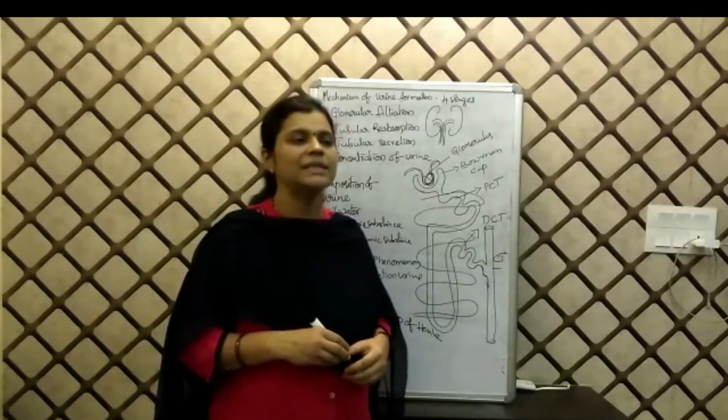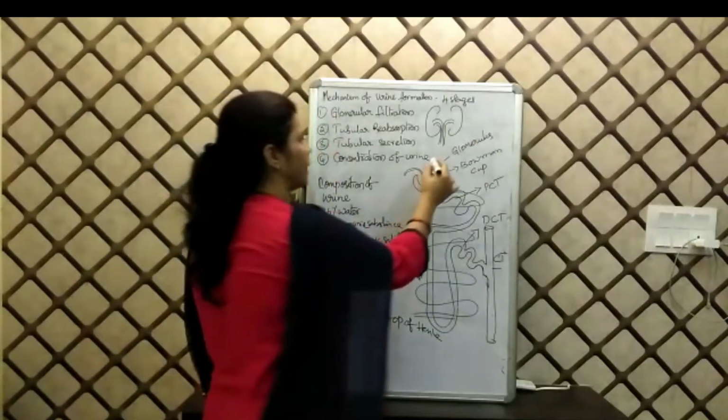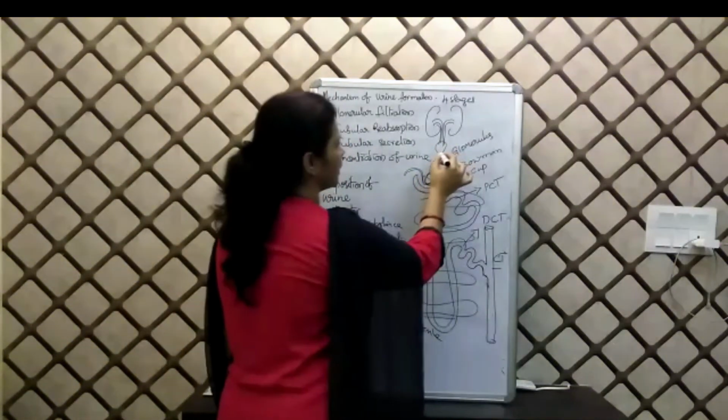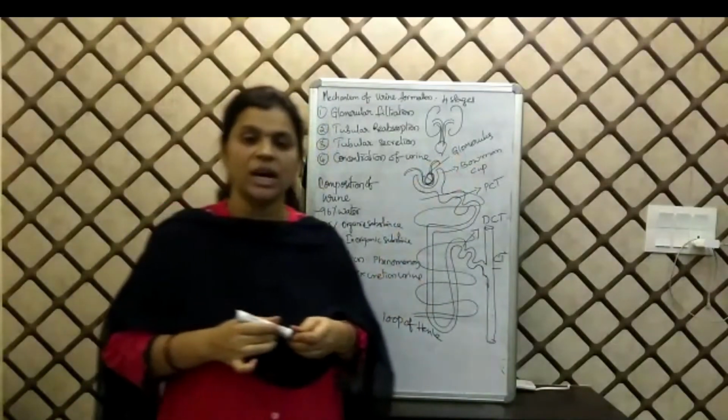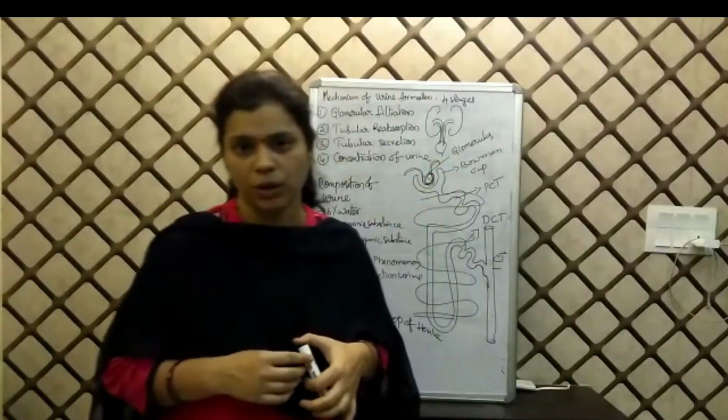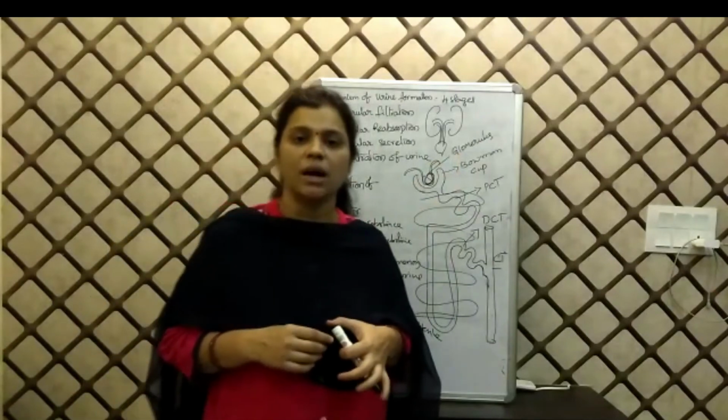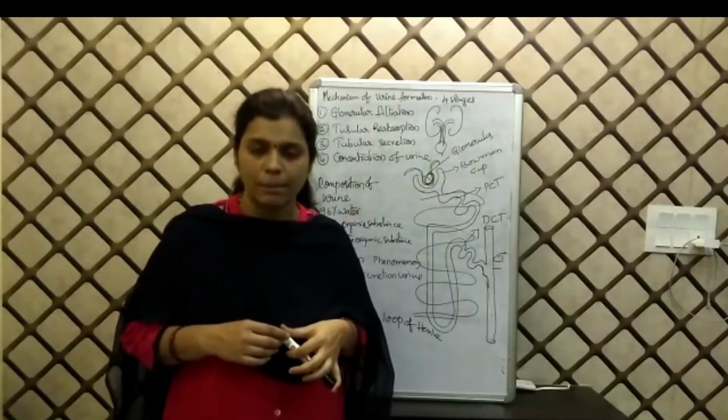Urinary bladder is a bag-like structure, where this bag-like structure temporarily stores the urine. And the bladder capacity is around 300 to 800 ml.